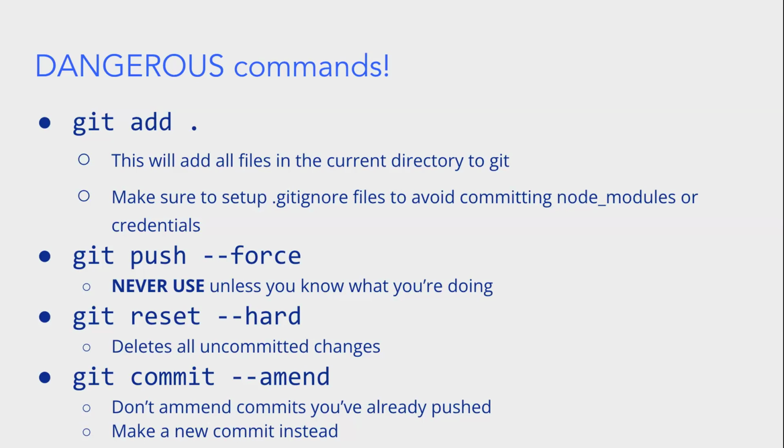Another thing that you generally want to avoid is git commit amend. This amends commits that you've already pushed, and things can get kind of wonky when you rewrite history because maybe one of your teammates was building a feature based on your previous commit, and if you amend that commit, then things just get kind of wonky. So try to avoid doing this and instead just make a new commit with your new changes.